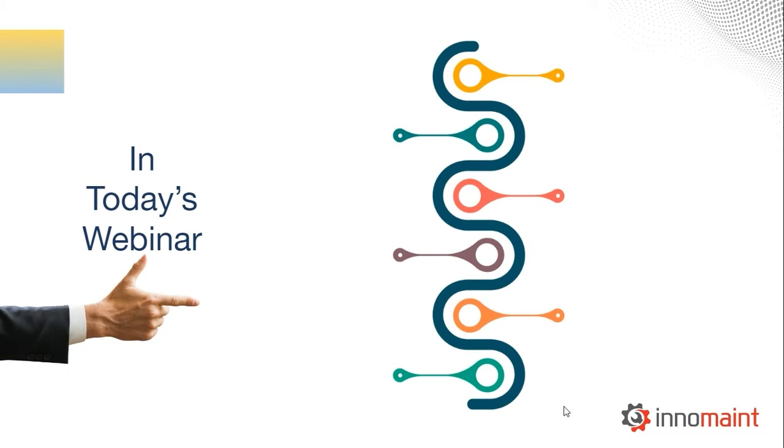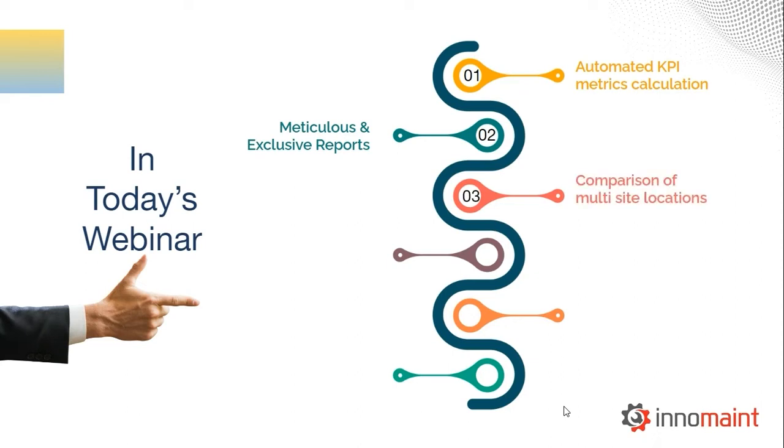In today's webinar, we are going to deal with automated KPI metrics calculation, the key performance indicator and its calculation metrics. The next one is meticulous and exclusive reports, how reports help make your maintenance process easier. The third one is comparison of multi-site locations. We're going to compare multi-site locations in the dashboard without actually changing their accounts.